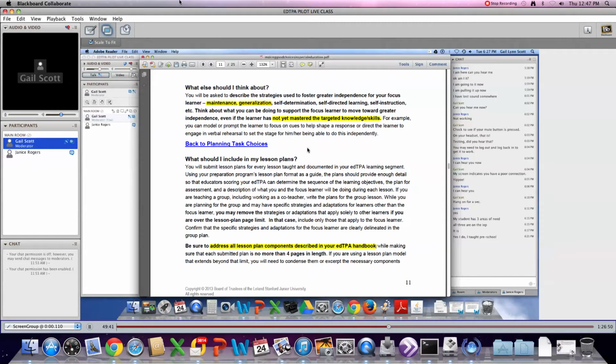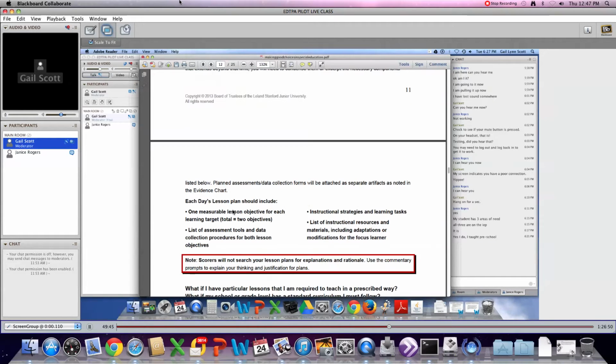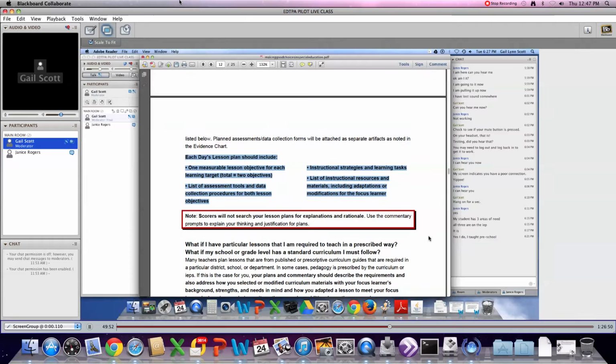But it is listed in the handbook. And it gives some advice if you find out, oh, and here they are, they're listed here. Here are the lesson plan requirements. So you can use any format you want as long as you've got all these components in it.